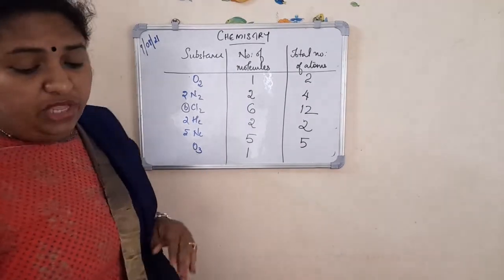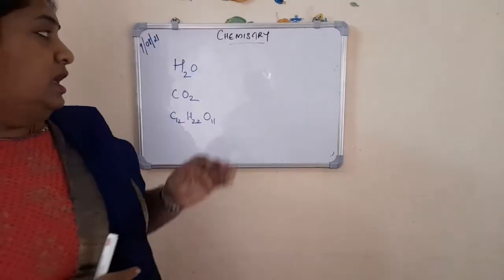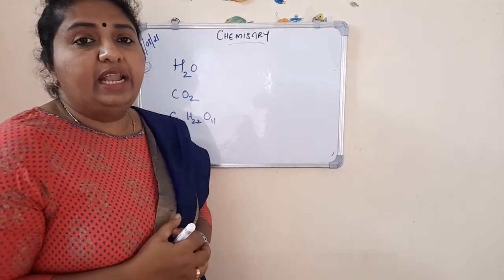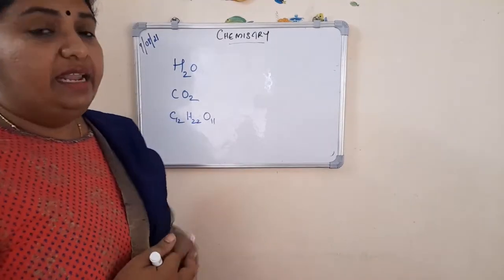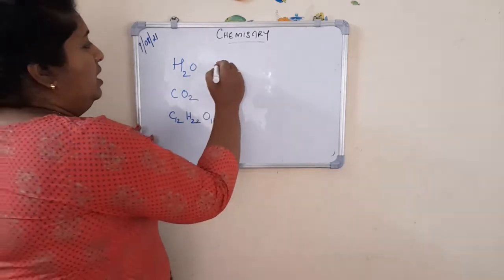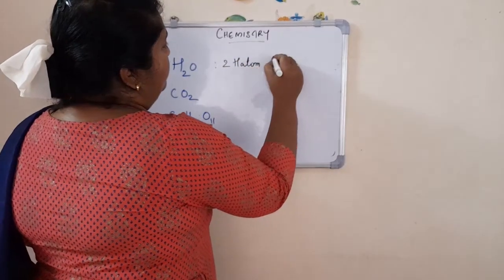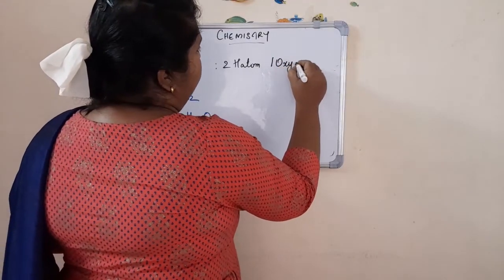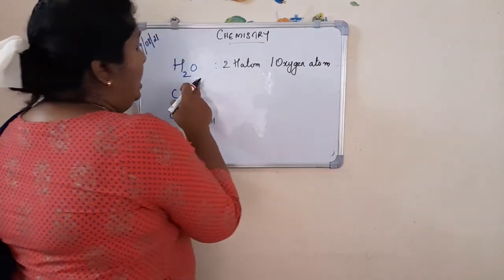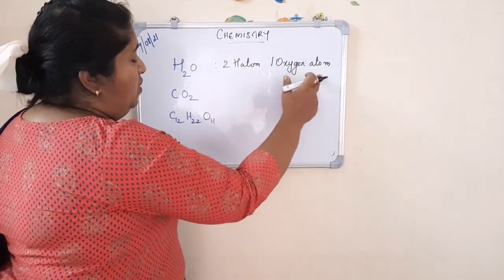Ozone. There is 1 molecule of ozone, and how many number of atoms? Now some compounds are given here. If I am asking you to write how many number of atoms are there in each compound, what will you say? There are 2 hydrogen atoms and 1 oxygen atom, isn't it? In one molecule of water, there are 2 hydrogen atoms and 1 oxygen atom.